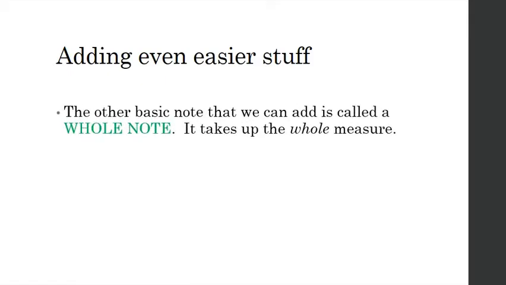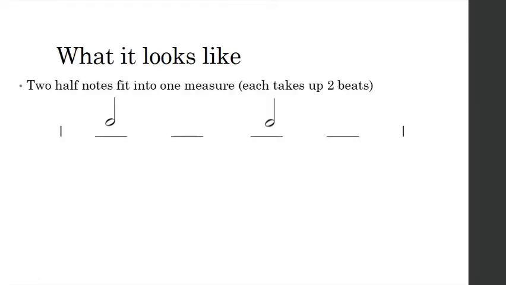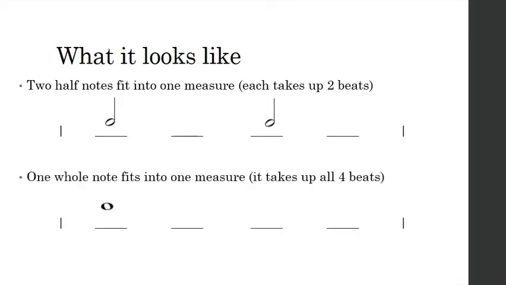There's another type of long note called a whole note, and as the name suggests, it takes up the whole measure. So in other words, 4 beats, like combining all 4 quarter notes into one big note. It would look like this in the measure if we had 2 half notes. You see each note takes up 2 beats, and the whole note takes up all 4.